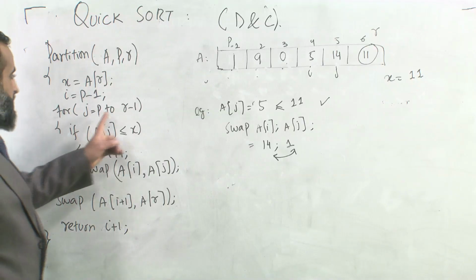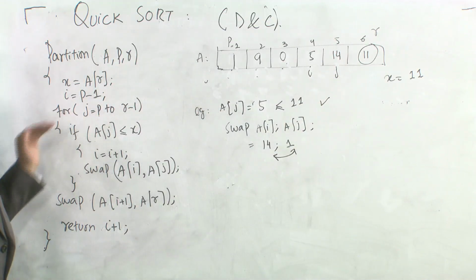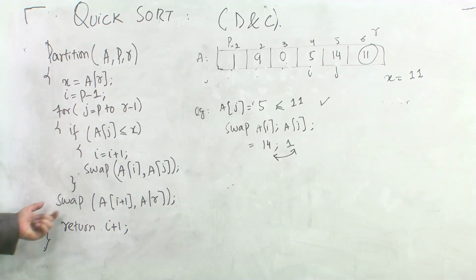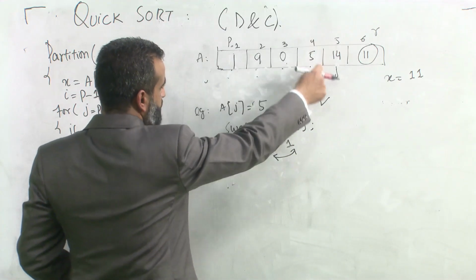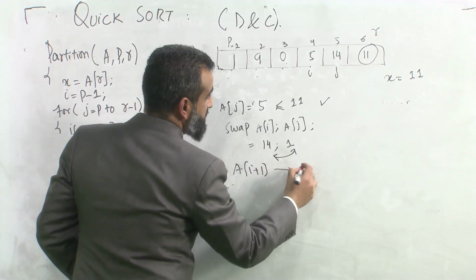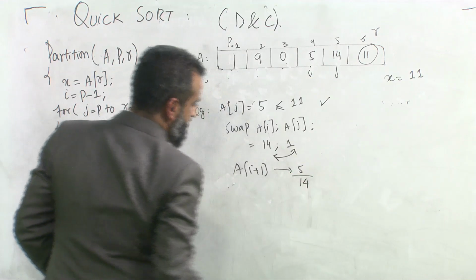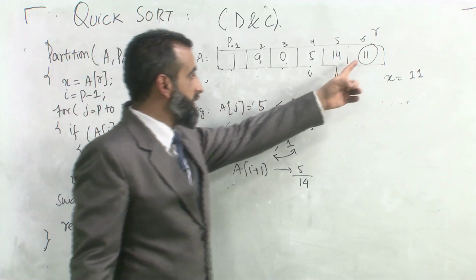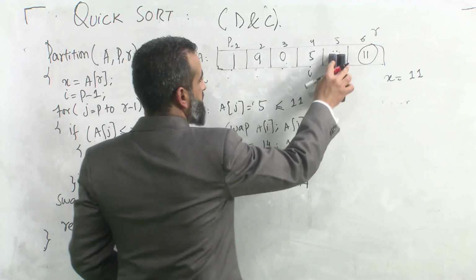Once J reaches this point of R minus 1, which is 5 in this case, we exit this loop, because we are done with the loop. We have exhausted all possible elements. Once we come out of this loop, we have to exchange A of I plus 1. Now A of I is pointing towards location 4, so A of I plus 1 will be pointing towards location 5. This is the location which contains the value 14. We make the necessary swap between A of I plus 1 and A of R. A of R is my 11, the pivot element. So I will make a swap here.